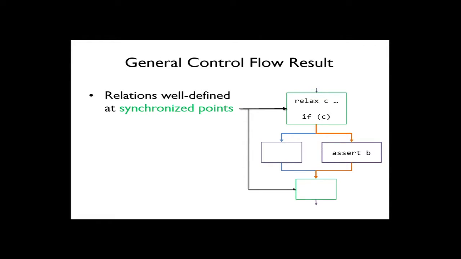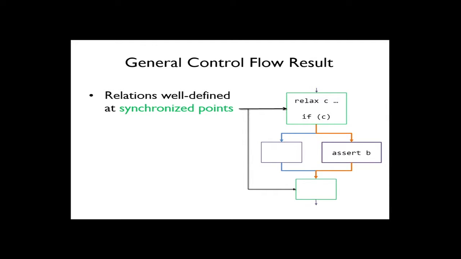Now, in general, the way that you want to think about this is that these relations are really well defined at these synchronization points. So here, when we look back at this control flow, before we execute this control flow, we know we can match up the executions for our original program and our relaxed program. Then after they diverge, and when they come back together, again, we can match up the executions between the original program and the relaxed program.